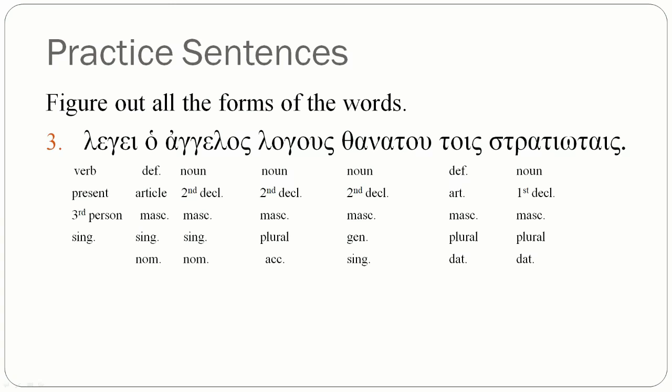And then the last word, stratiotais. This is a first declension noun. It is one of those weird masculine first declension nouns. It is masculine plural dative, so that definite article does go with stratiotais. Even though the form is different, they are both masculine, plural, and dative. All right, there's all of the forms of the words.